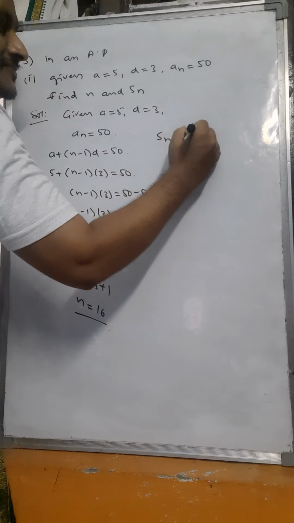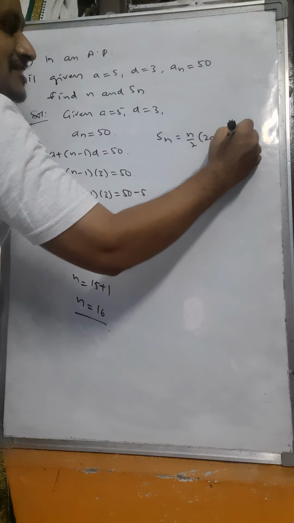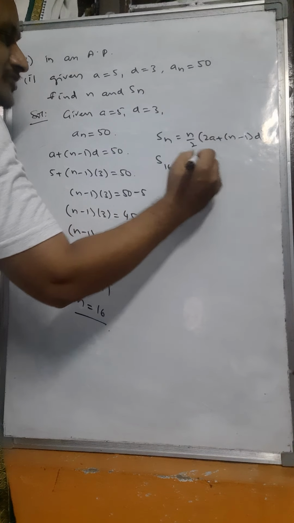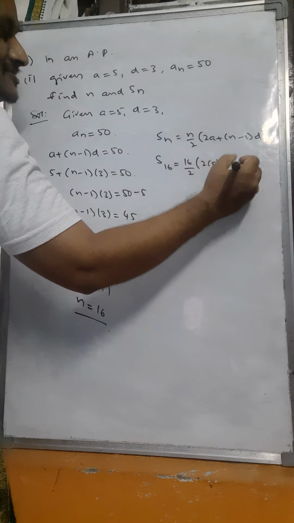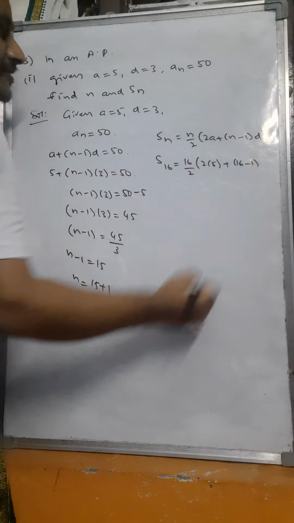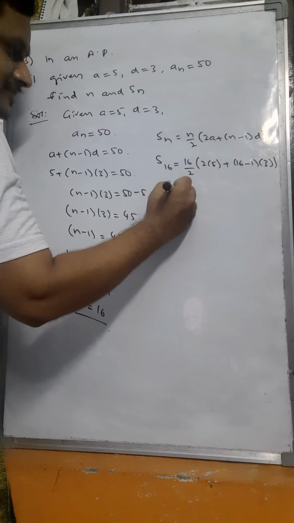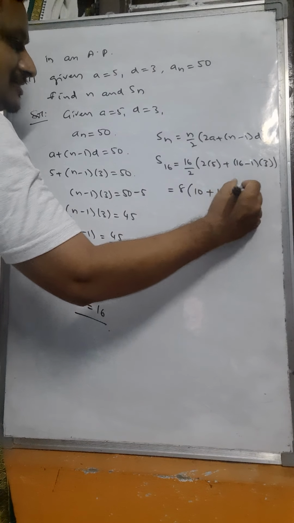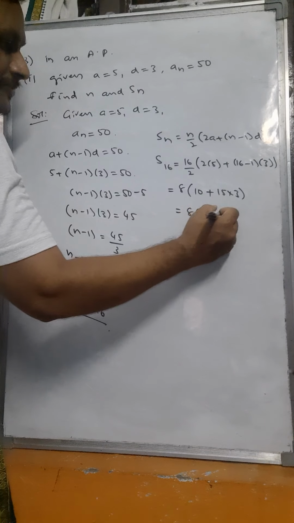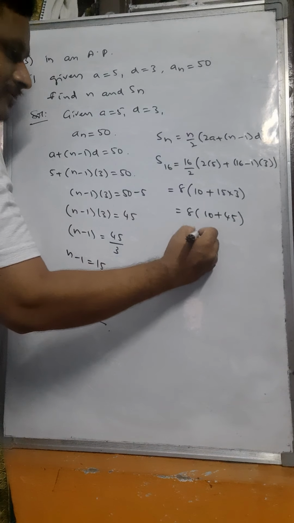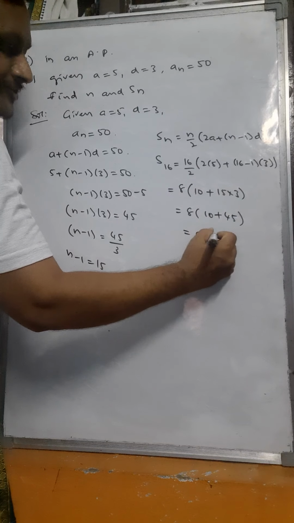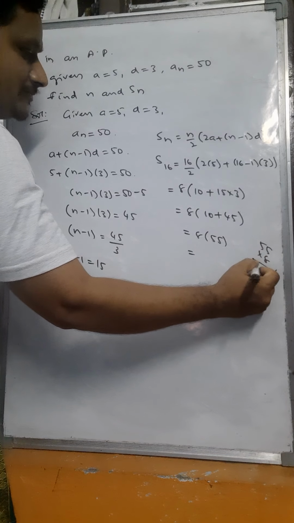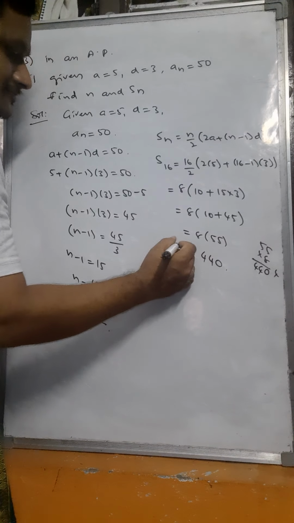Sn is equal to n by 2 into 2a plus n minus 1 into d. So S16 is equal to 16 by 2 into 2 into 5 plus n, n is 16, minus 1, into D, 3. That is equal to 8 into 10 plus 15 into 3. That is equal to 8 into 10 plus 45. That is 55. So 55 into 8, 440.